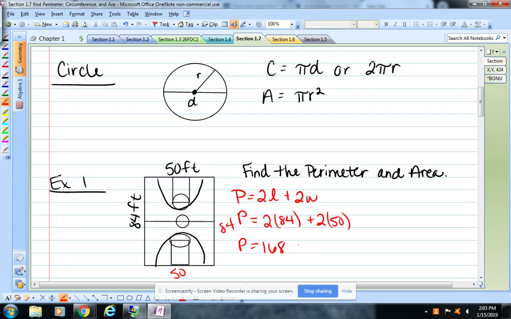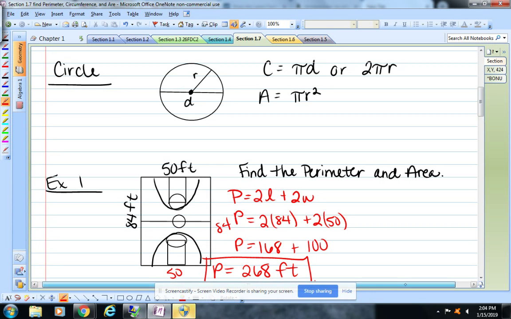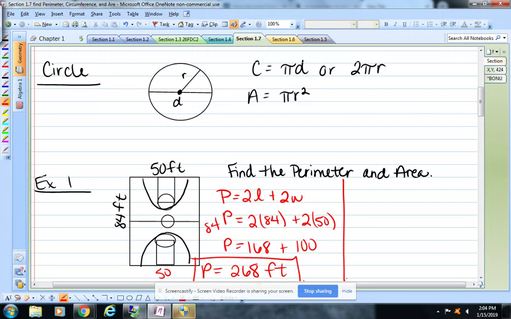So 168 is 2 times 84. What's 2 times 50? 100. And what's 168 plus 100? 268. Now we have units, don't we? Is it 268 centimeters? Feet. Okay, always put your units, especially if you're finding perimeter or area, if it gives them units. Okay? Now, do we square for perimeter? No, only do that for which units? Area. Right? We square our units for area.